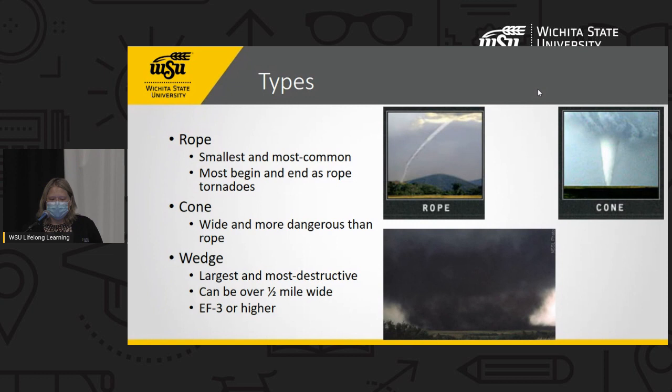And then there's the cone tornado. And it's shaped exactly like a cone. And these are much wider, and they're more dangerous than a rope tornado.